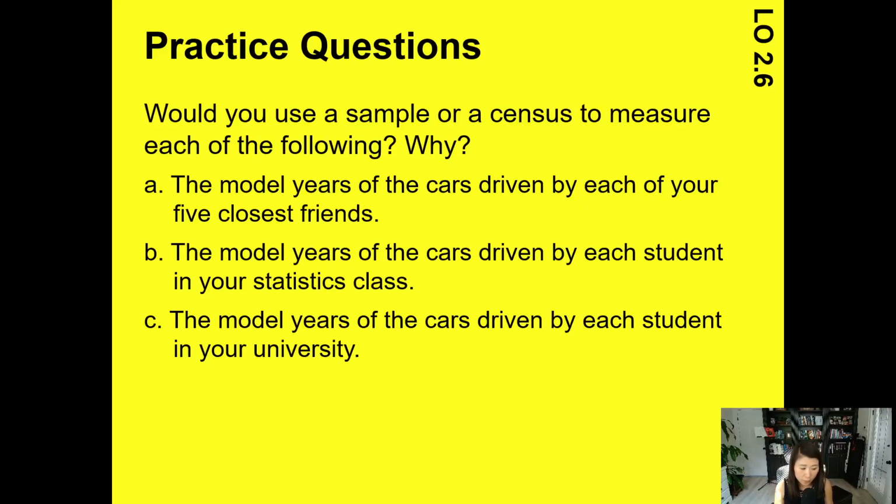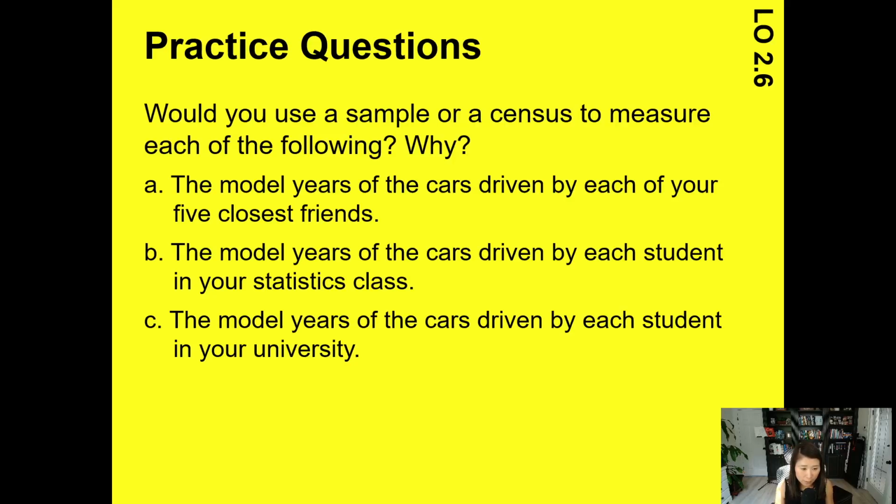Here is the question. Would you use a sample or a census to measure each of the following and why? A, the model years of the cars driven by each of your 5 close friends. Should you use a sampling method or a census?